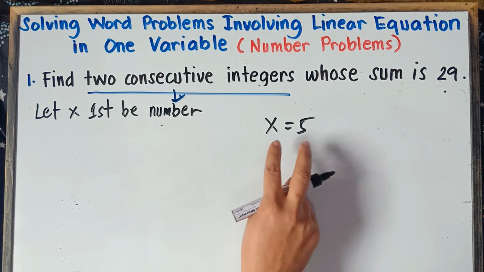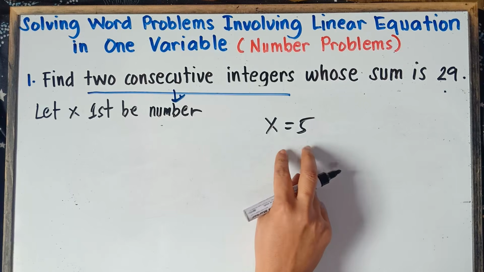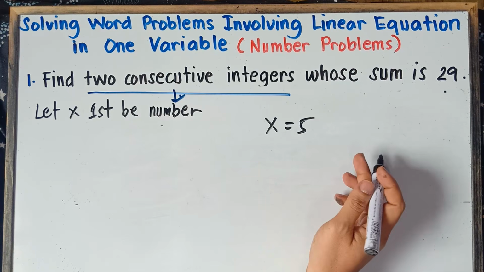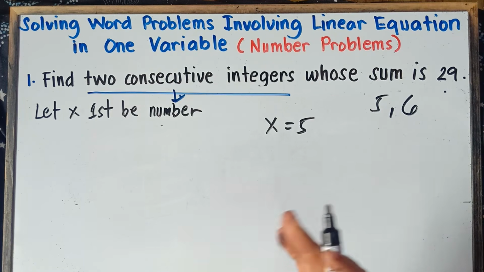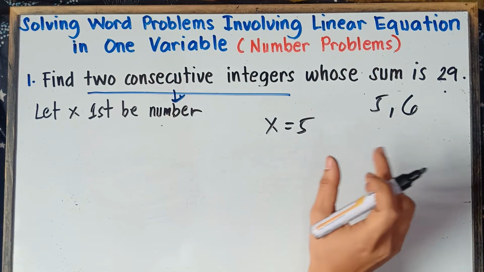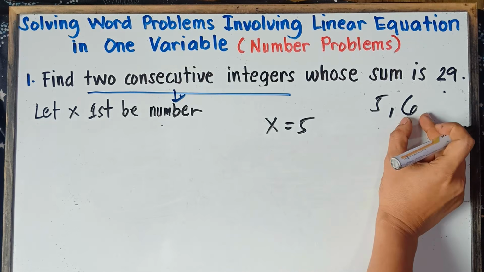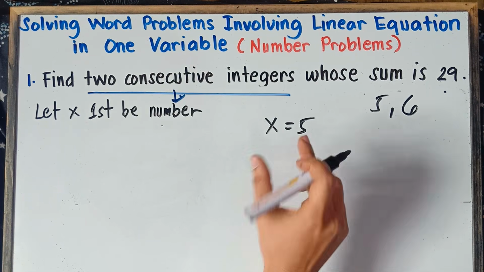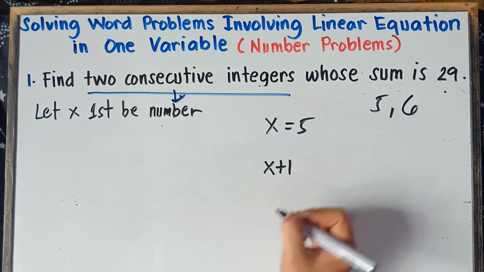If x is equal to 5, assuming the first number is 5, how will you get the next number? Of course, the next number after 5 should be 6, right? Question, how will you get 6? Of course, simply add 1. So therefore, our next expression should be x plus 1.